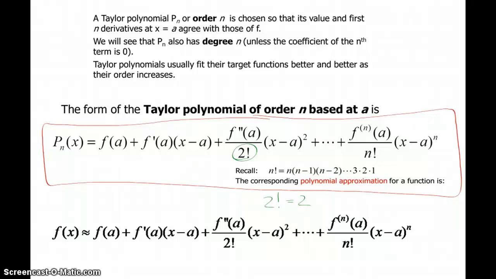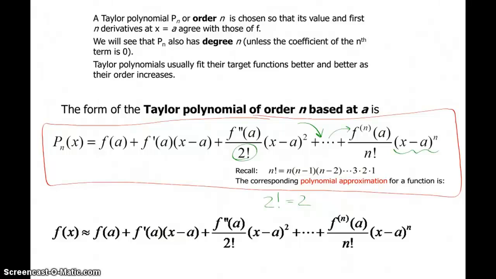And we continue that pattern. Third derivative at a over 3 factorial times x minus a cubed. Fourth derivative at the point of tangency over 4 factorial times the quantity x minus a to the fourth. And we continue that pattern all the way up to the nth degree. It's the nth derivative evaluated at the point of tangency x equal a over n factorial times the quantity x minus a to the nth degree.